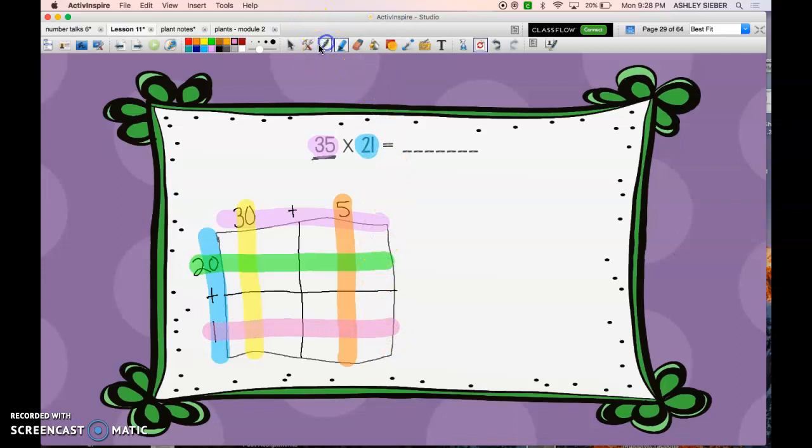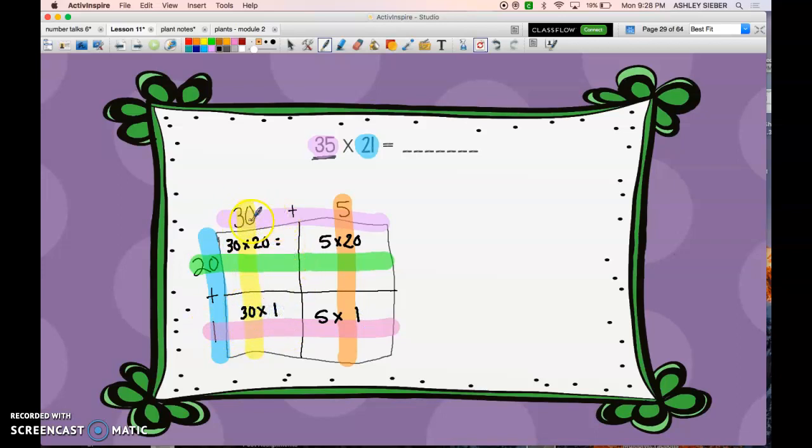So if I follow my colors, that gives me an idea for what numbers go in each box. So in this box, I see yellow and green. So in this box, my multiplication sentence is 30 times 20. In this box, I see orange and green. So in this box, I'm going to have 5 times 20. Here I see orange and pink, so I'm going to have 5 times 1. And in this box I see yellow and pink, so I'm going to have 30 times 1.